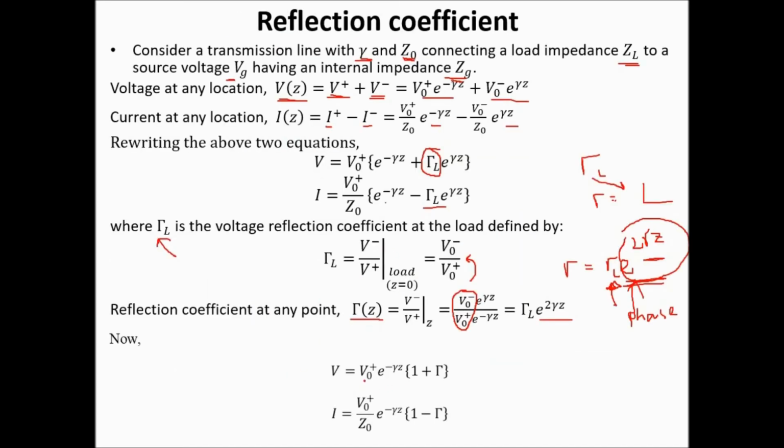Now, if you want to find the voltage expression, it can be written as V0 plus e to the power negative gamma Z. If you take the entire thing as a common factor, you will get 1 plus gamma, because this will be V0 minus over V0 plus e to the power 2 gamma Z, and that is equal to gamma L e to the power 2 gamma Z. Similarly, the total current can be written like this.